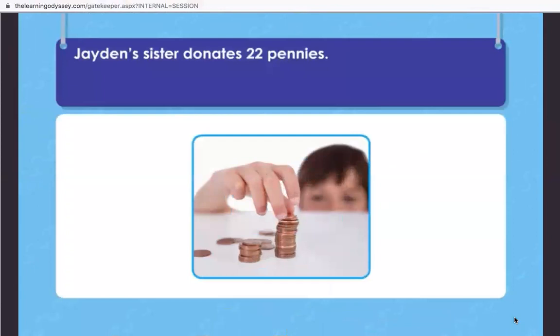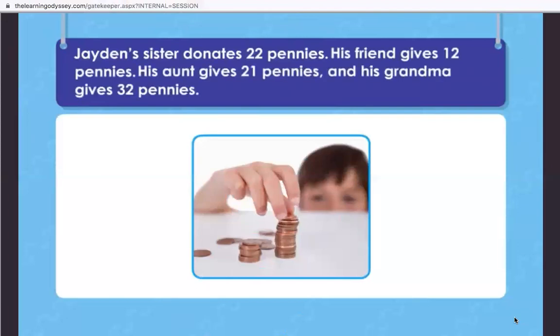Jaden continues collecting pennies by asking his friends and family for pennies. Jaden's sister donates 22 pennies. His friend gives 12 pennies. His aunt gives 21 pennies. And his grandma gives 32 pennies. How many pennies does he collect?